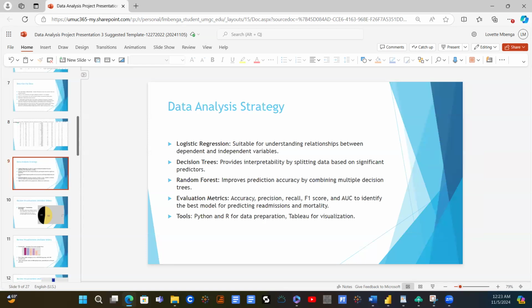The strategy I used to analyze this data: I used logistic regression, which is suitable for the relationship between dependent and independent variables. I used decision tree, which helps to predict data by splitting. I used random forest, which helps to predict data by combining multiple decision trees. I also used evaluation metrics such as accuracy, precision, and recall, and the tools I used for my data visualization were Python, R, Tableau, and Power BI.